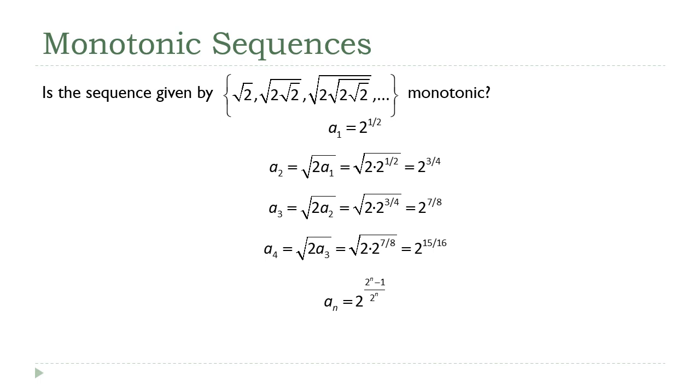And it's not quite what I want. I'm going to simplify this just a little more by taking the fraction in the exponent and splitting it into two fractions: 2^n over 2^n, minus 1 over 2^n. And if we simplify that, we get this thing. This is the formula that I need.